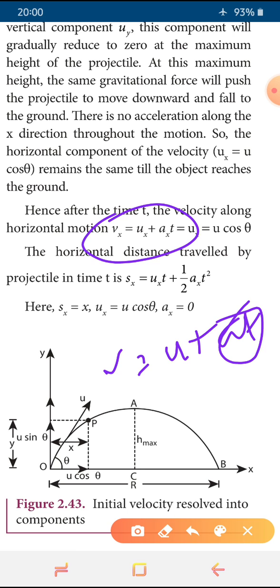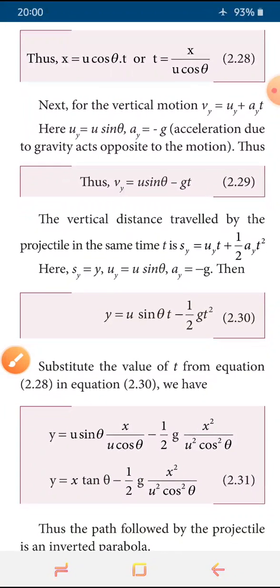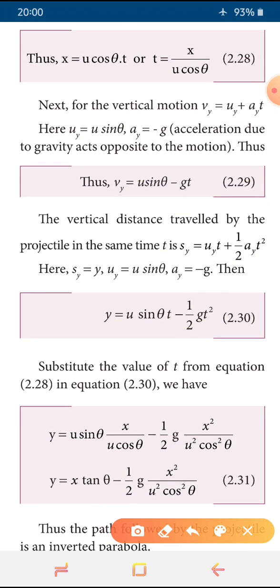U cos theta. Okay, and next you see horizontal distance traveled, we can write in this equation s is equal to ut plus half at square. Here also we do substitution. S can be taken as sx, u can be taken as ux, and a is taken as ax. Here we are substituting, s will be taken as x, ux will be taken as u cos theta, and ax is taken as 0. After substituting all these known values, the answer is x is equal to u cos theta into t, or t is equal to x divided by u cos theta.